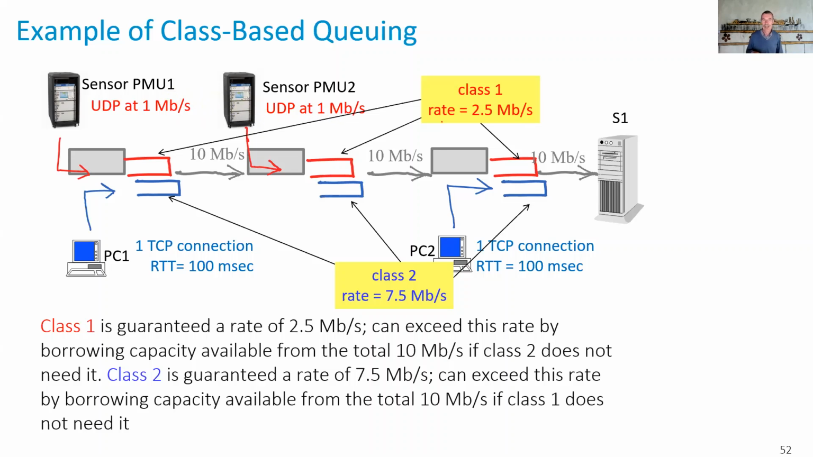Those are typically non-adaptive applications. That's an application that must work at this rate. If the rate is below, the application will fail. The control center will not receive all the measurements. And if you give more capacity to this, it's useless. So it cannot adapt. Non-adaptive applications are frequent in industrial settings.